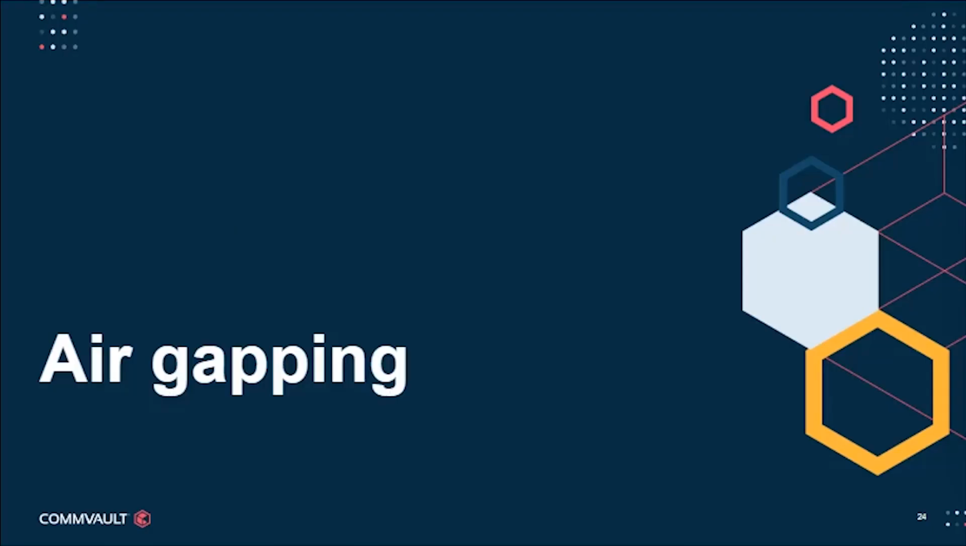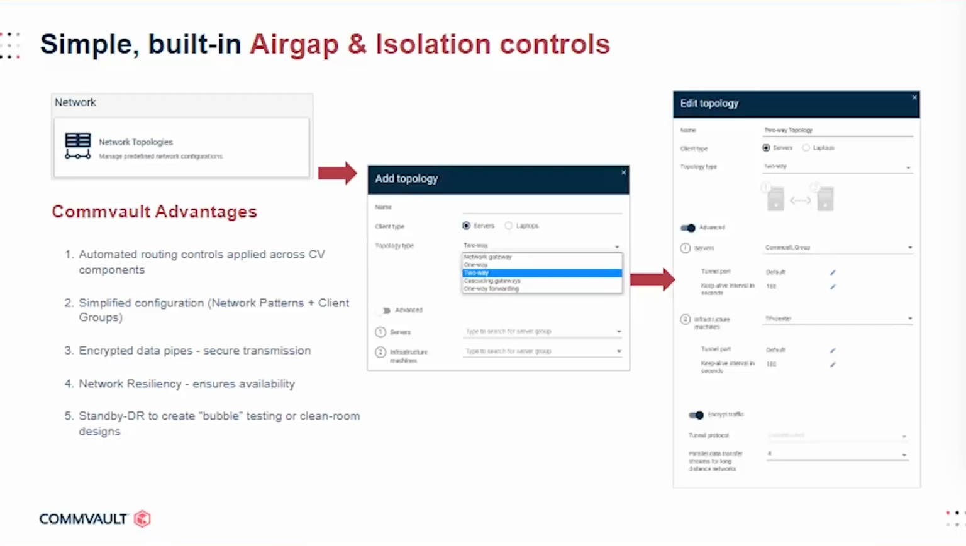So air gapping. Now this is a pretty interesting concept. Air gap means different things to different people. Commvault has given you the ability within our GUI to create air gaps anywhere that there are two different networks. What I mean is if you've got site A and site B, and you've got storage at site B and you're not doing a layer 2 stretch, well, we can set up an air gap. And this air gap will be handled right through the GUI.